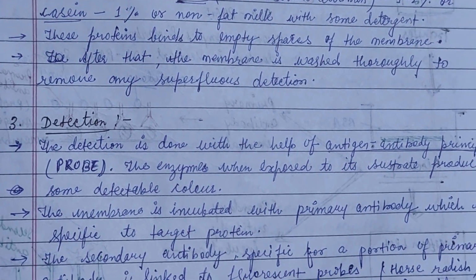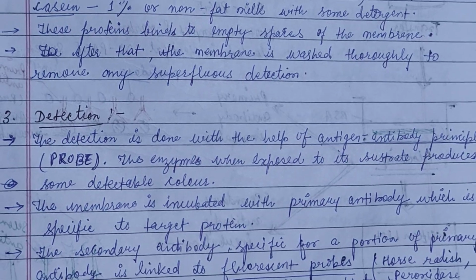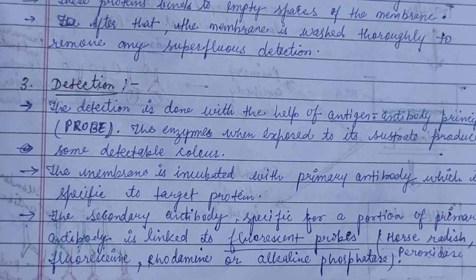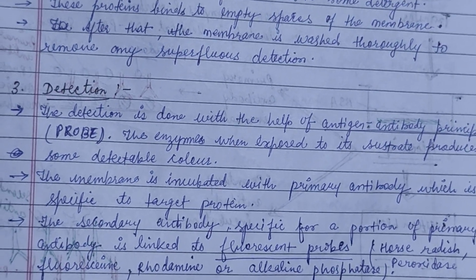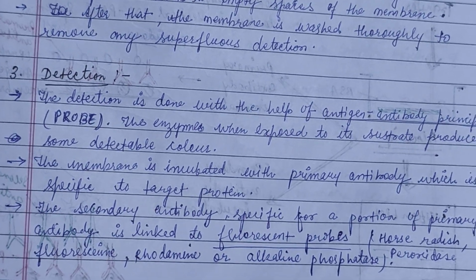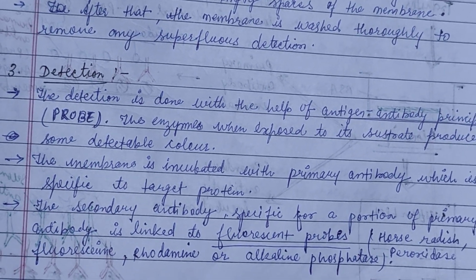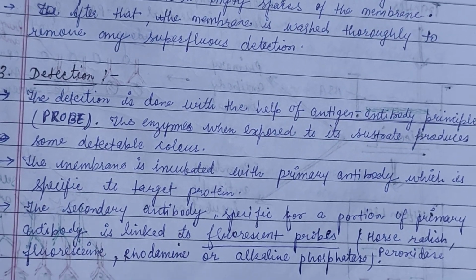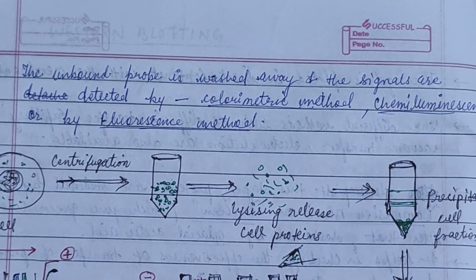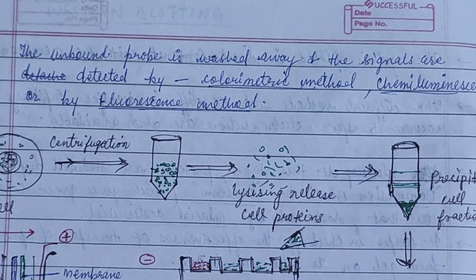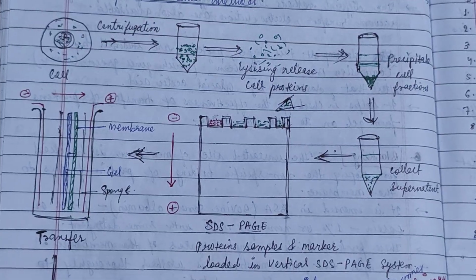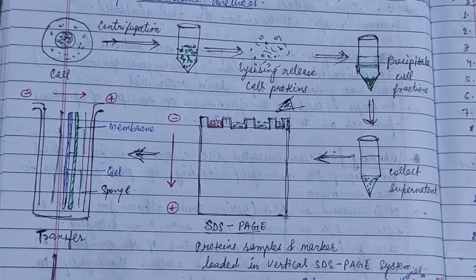Then detection is done with the antigen-antibody probe, and the enzyme, when exposed to its substrate, produces some detectable color. The membrane is incubated with the primary antibody, which is specific to the target protein. Then the secondary antibody is used, which is specific for a portion of the primary antibody and is linked to a probe such as horseradish peroxidase, fluorescein, rhodamine, or alkaline phosphatase. The unbound probe is washed away and the signals are detected by the colorimetric method, chemiluminescence, or the fluorescence method.